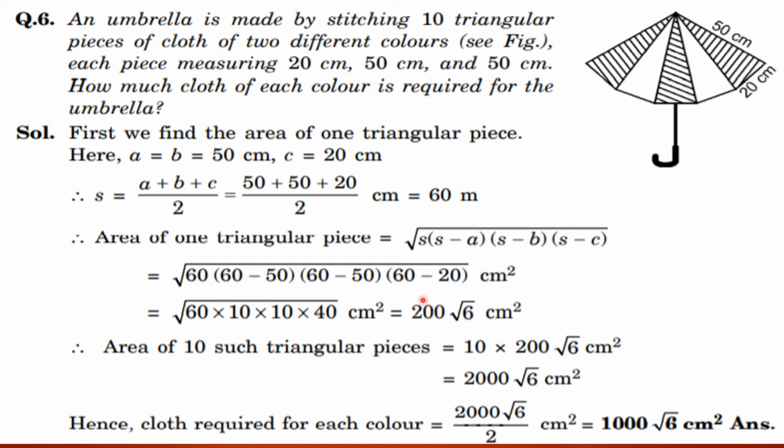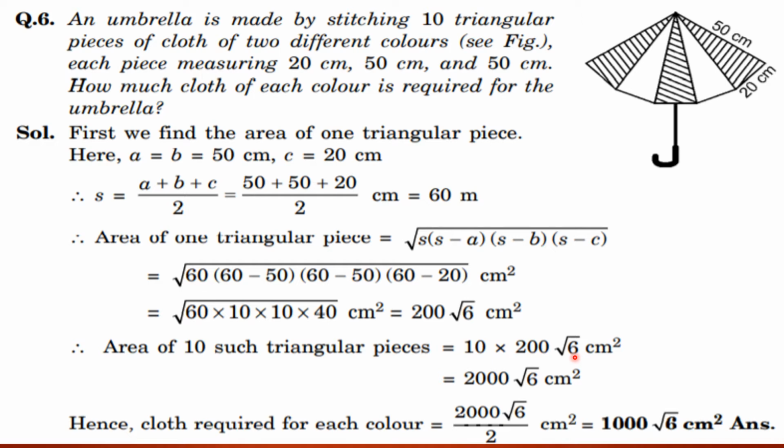200. How we got 200? Into root 6. Because we can't find the value of root 6, we leave that part as it is. Understood this part, my children? Right. Centimeter square. This is the area of one triangular piece. Okay, my children. Then how many pieces are there? How many triangular pieces are there? 10 triangular pieces. Therefore, the area of 10 such triangular pieces is equal to 10 into 200 root 6.